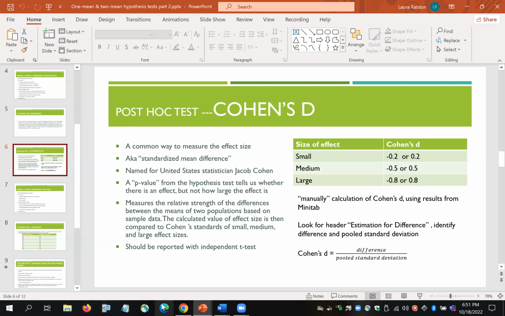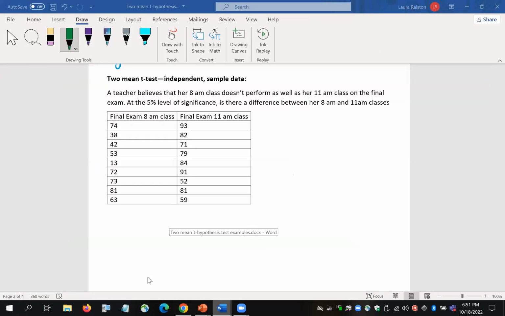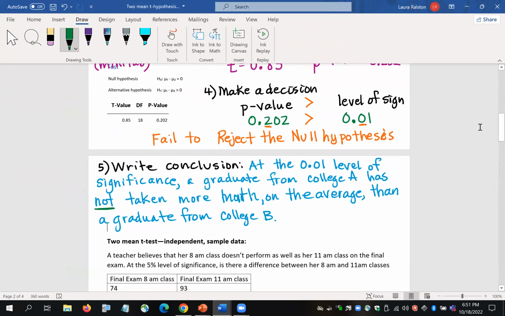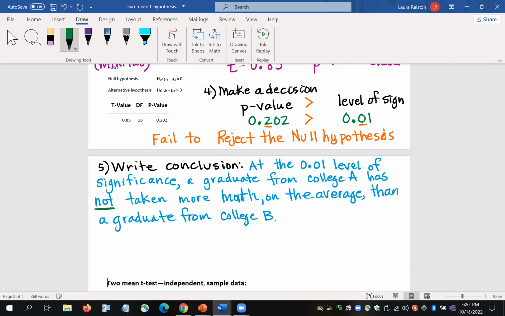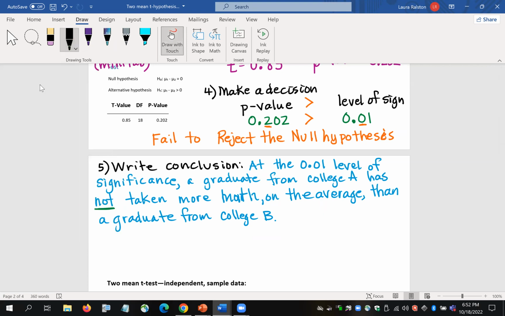Okay, so let me show you how to do this. We concluded that students from college A had taken fewer math classes on average than those from college B. So there obviously must be a difference. What kind of effect is that difference? Is it small, medium, or large?